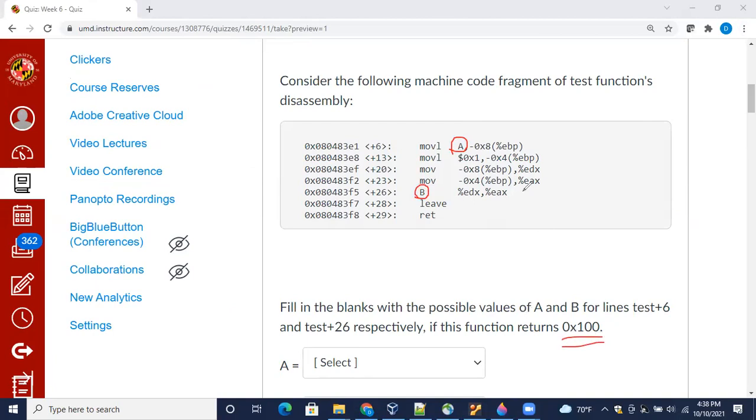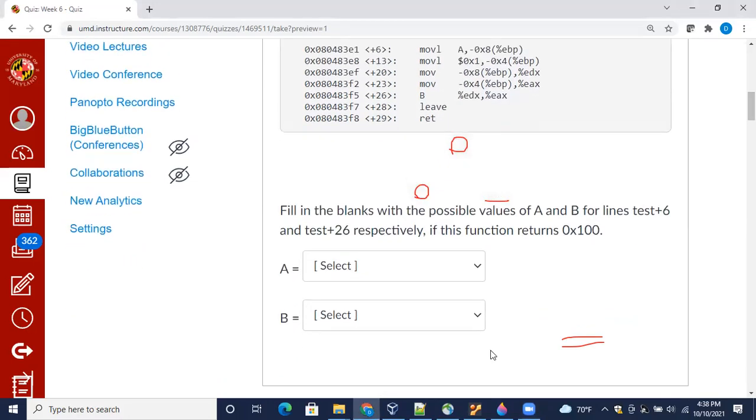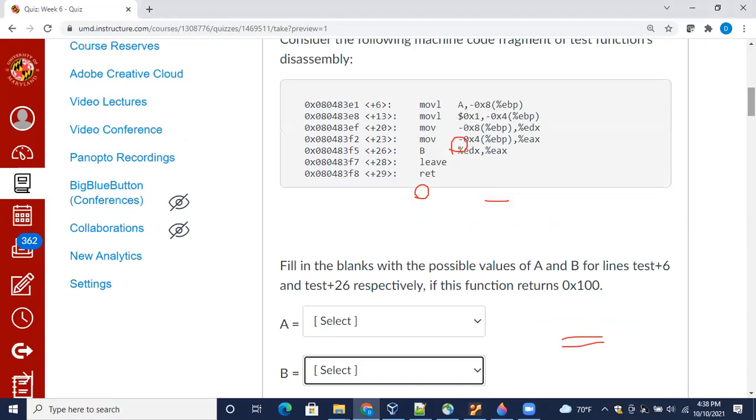Okay. One possibility is that in that case, EDX must also have 256, right? Because the return value is stored in EAX. So in that case, B has to be a move. But let's see whether they have a move as part of the B answer. Yeah, they do have a B move. Okay. In that case, if we stick with move, we need 256 at EDX.